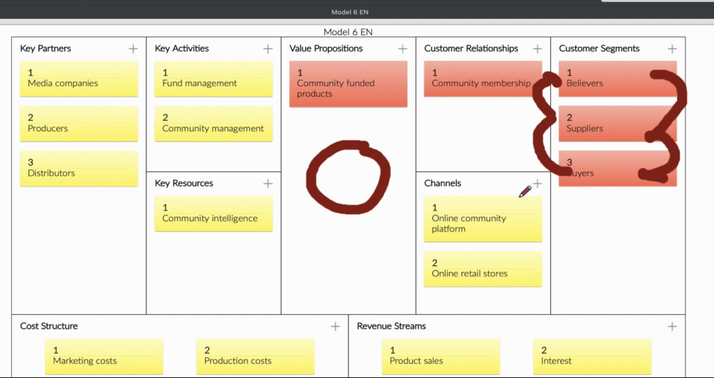So this is the business model. It's an interesting business model. I do not think everybody can use it, but if you have a community, why not try it?